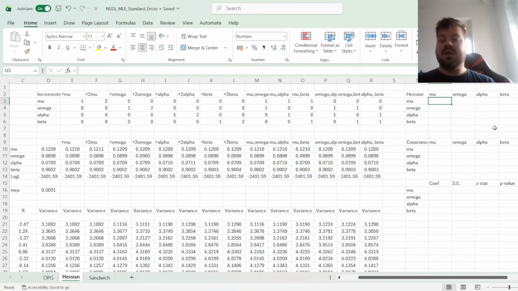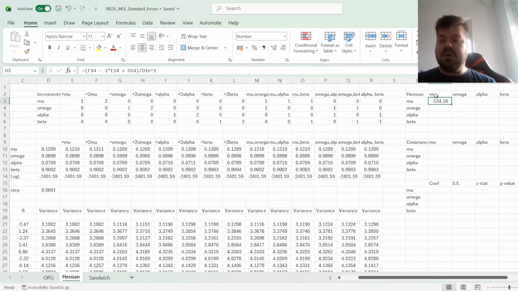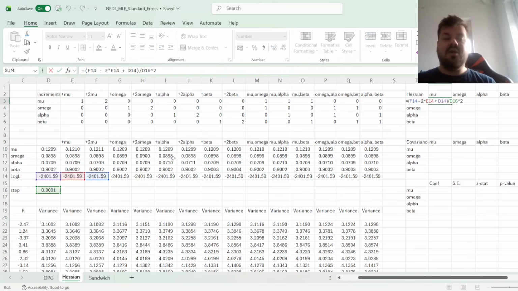So, first of all, let's populate the diagonal. So, the empirical second order derivative with respect to mu, for instance, would be the log likelihood when we increase mu twice, minus 2 times the estimation where we increased mu just once, plus the original, and we divide it by step squared. So we see that's the element of the Hessian matrix for mu and mu. So that's the second derivative of the log likelihood function with respect to mu twice.